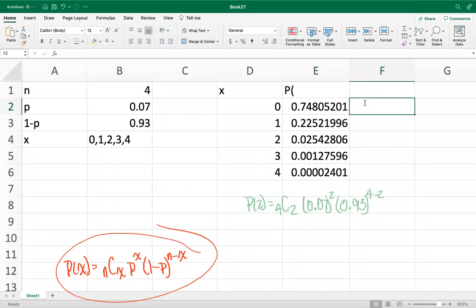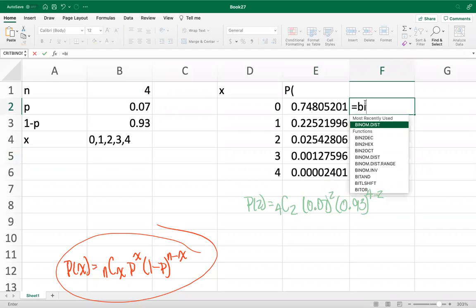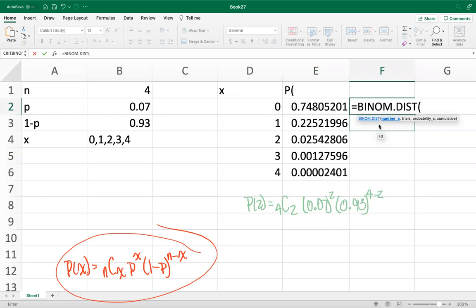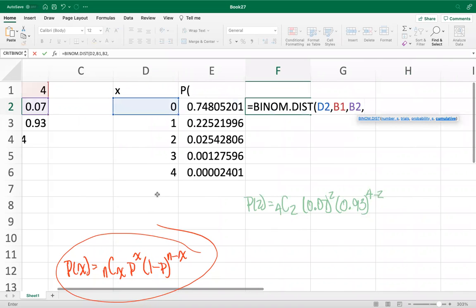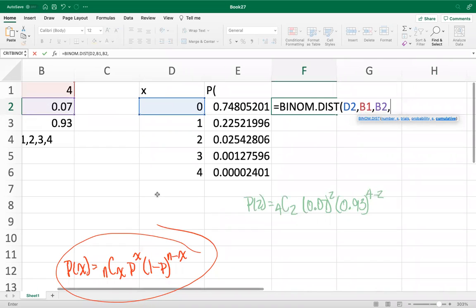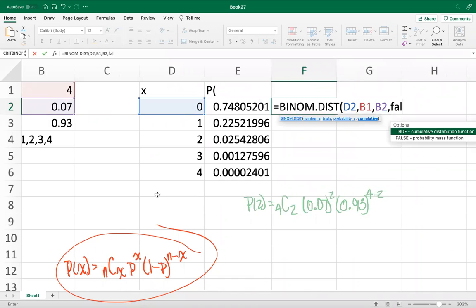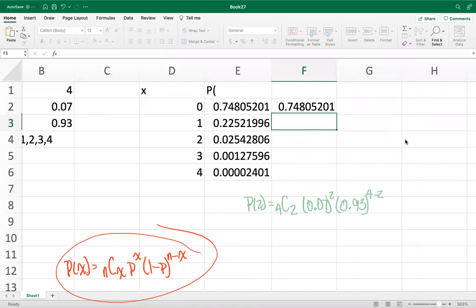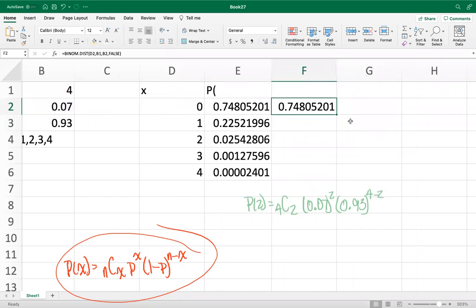So again, here equals binomial distribution, binom.dist. Number of successes is going to be the number of successes that you wish to attain. Here, trials, we have a total of 4 trials. Probability of success is going to be P. And cumulative, for right now, we're going to put false because we don't want to add anything up. So not cumulative, so false. Hit enter, and we got the same thing.